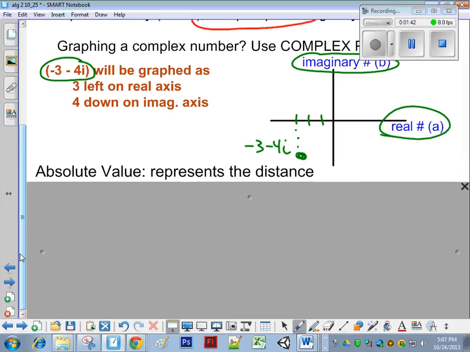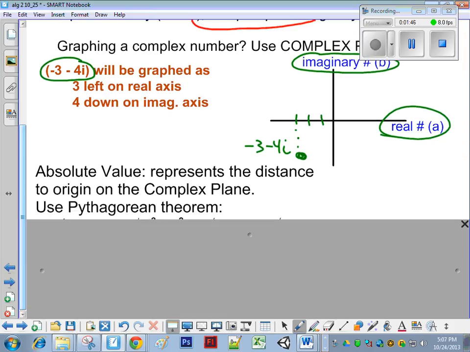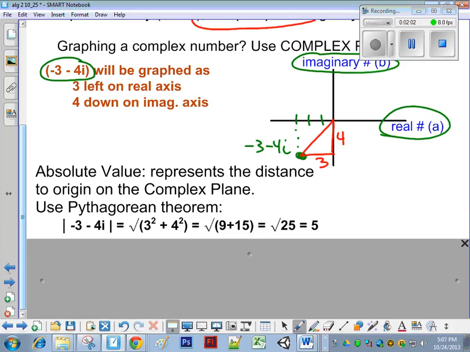Now, one of the reasons why we graph it is we're trying to find the absolute value. The absolute value represents the distance on the complex plane, and we're going to use the Pythagorean theorem. I'm just trying to find this distance from here to here. If I draw a triangle, I know this distance was 3, and this distance was 4. So I will just use 3 squared plus 4 squared, which is the square root of 25, or 5.